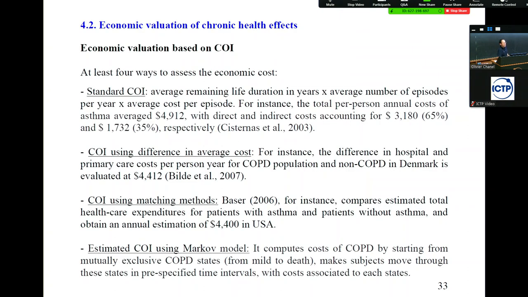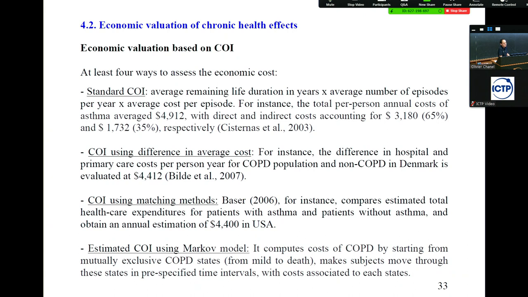Then when you have to account for chronic health effects, you can use value based on cost of illness, and you have four different ways to do that. The first one is to compute directly the standard cost of illness, that is the average remaining life duration in years times the average number of episodes per year times the average cost per episode. So you get the first two data from the epidemiology part of the work, and the last part, the average cost per episode, is provided by the economist.